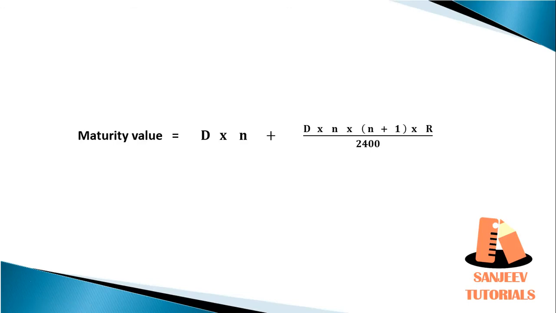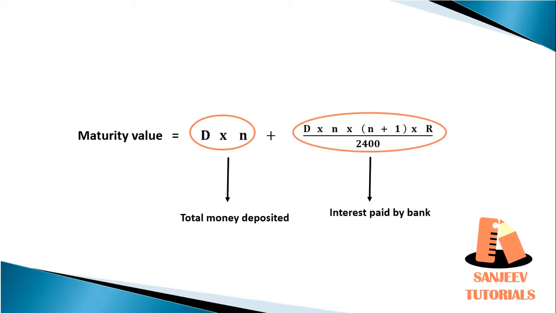So you are supposed to know only one formula in this chapter, that is the final amount given by bank to the person, which is called the maturity value, is equal to D into N, that is the total money deposited, plus interest, that is given by D into (N plus 1) into R upon 2400. So let's begin with our sums.